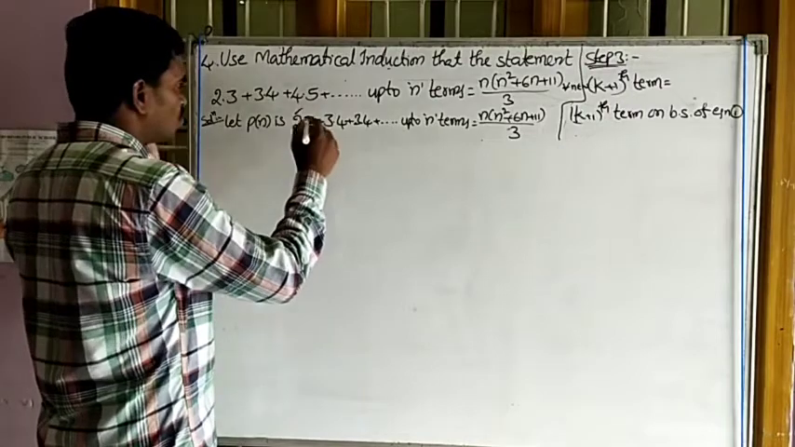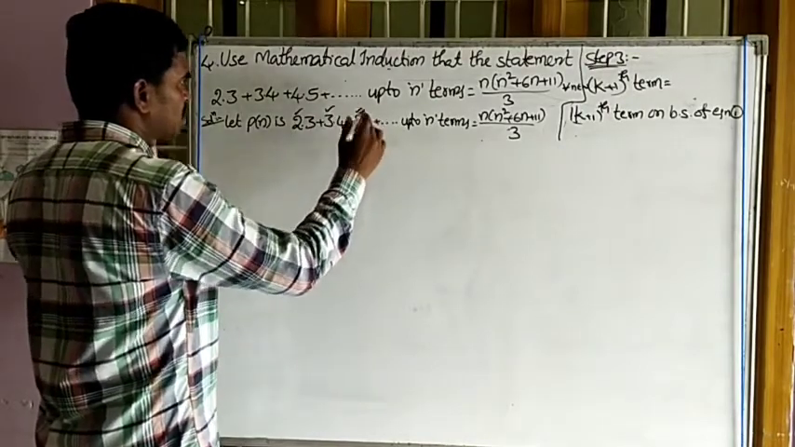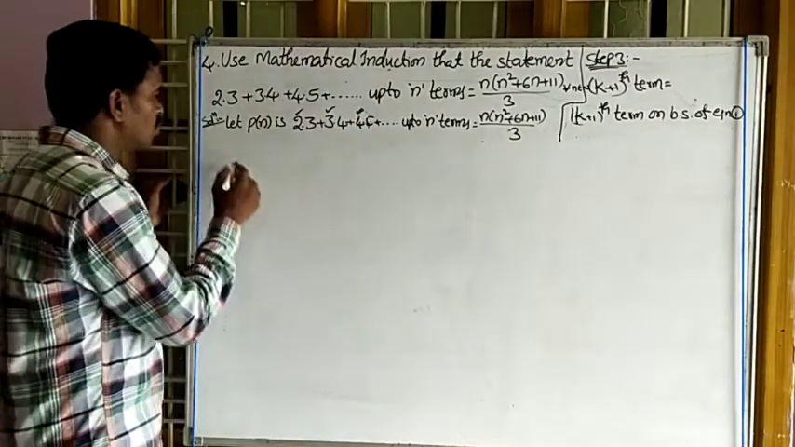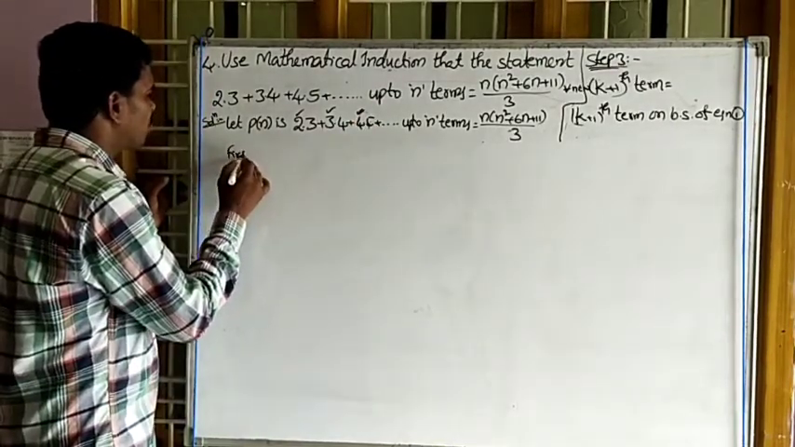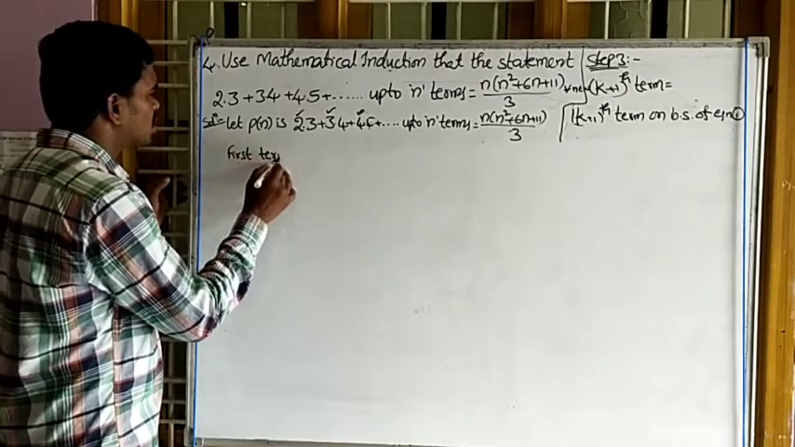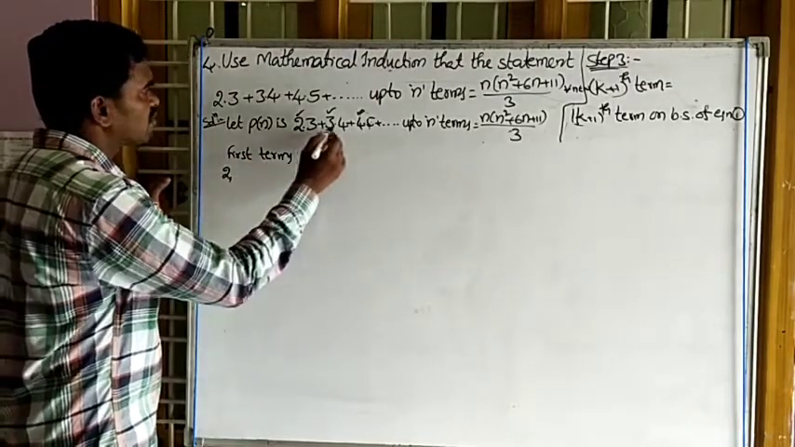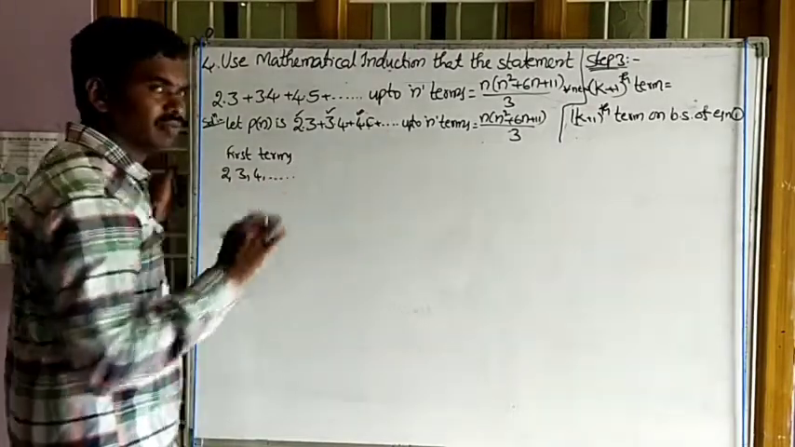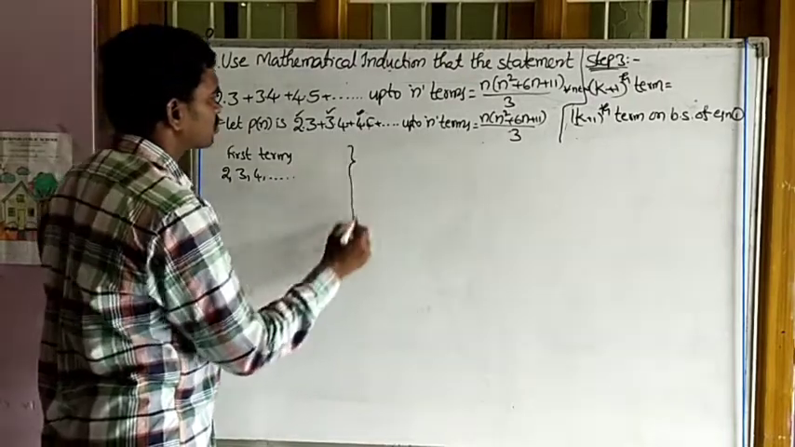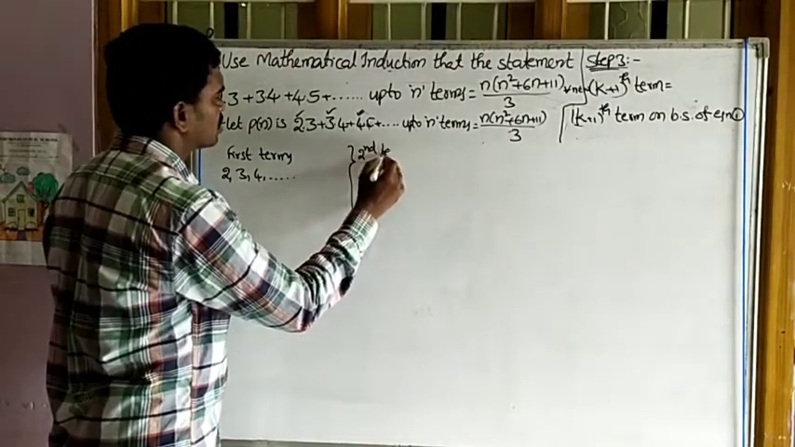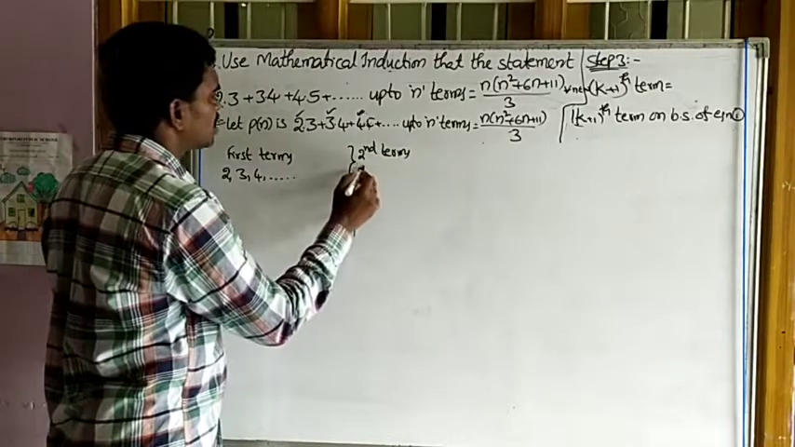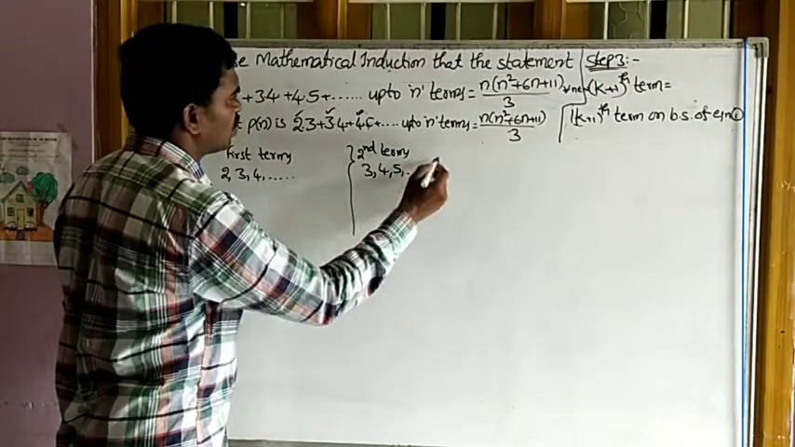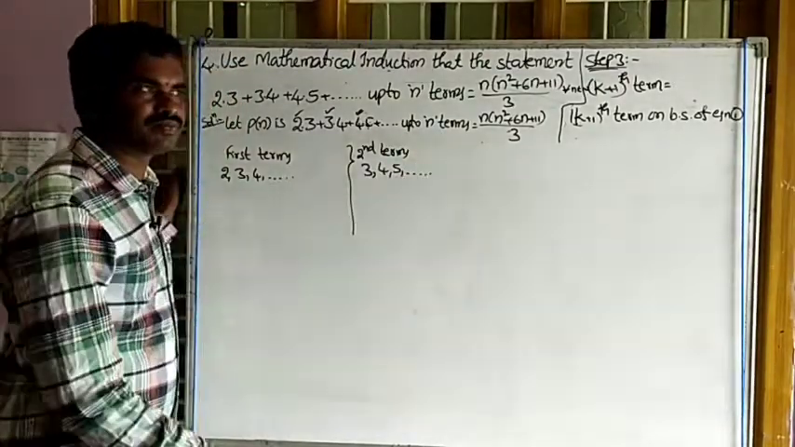Here first term is 2, here first term is 3, here first term is 4, and so on. What is the nth term? That we want. Next, what are the second terms? Here second term is 3, here second term is 4, here second term is 5, and so on. So what is the nth term of these second terms?